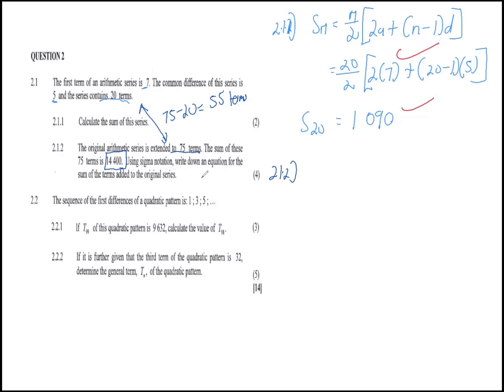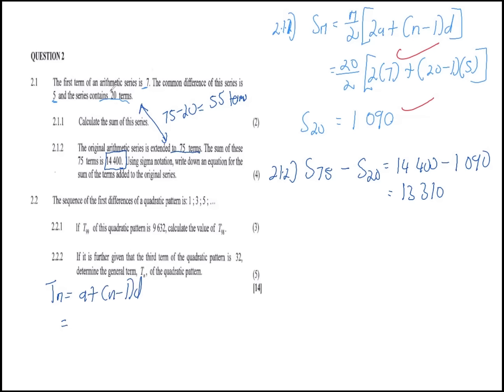We understand that in order to find the difference, we'll have to say sum of 75 minus the sum of what? The sum of 20 terms, right? And then what are we going to get there? The sum of 75, we've been given that it's 14,400, and then we calculated the sum of 20 terms is only 1,090. So the difference that is made by the 55 terms is 13,310. So how do we then write this in sigma notation? Remember, with sigma notation, you need the general term, right? You need your nth term. So this is Tn is equal to a plus n minus 1, and then d.